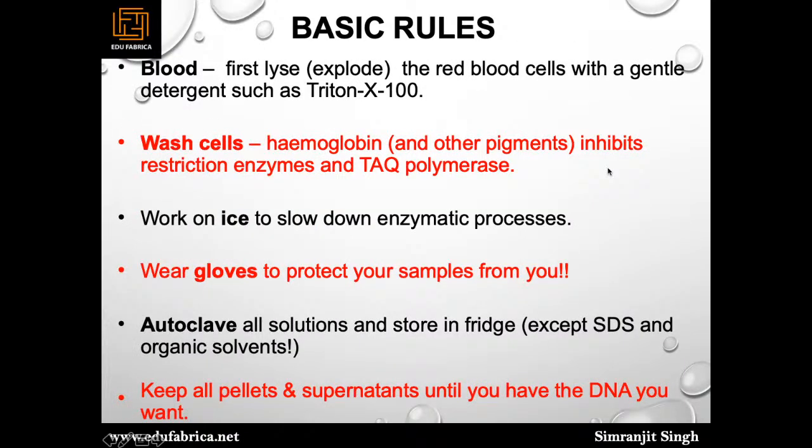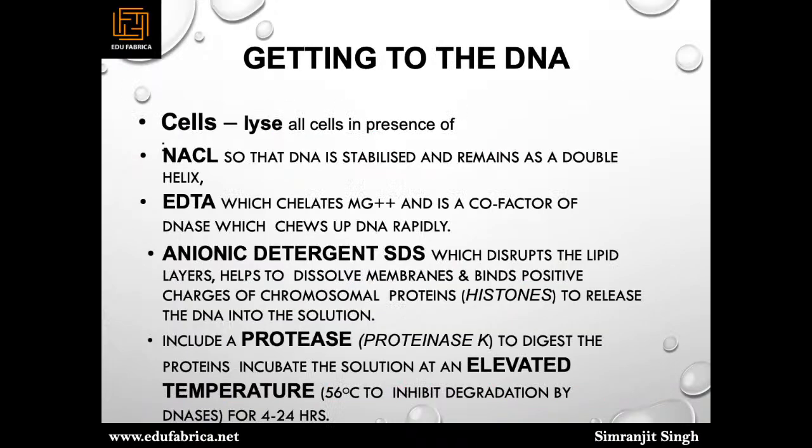The basic rules you have to maintain while doing so: lyse your red blood cells with gentle detergents such as Triton X-100, and wash away hemoglobin, which inhibits restriction enzymes and Taq polymerase. Work on ice to slow down enzymatic processes, and wear gloves to protect your samples from you. Autoclave all solutions and store them in the fridge except SDS and organic solvents. Keep all pellets and supernatants until you have the DNA that you are looking for.